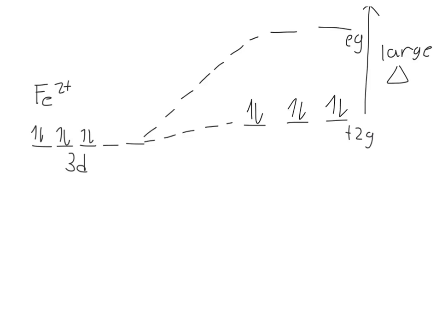If it was a weaker ligand, it would be a smaller crystal field splitting energy, and they would go into the eg, but in this case it is low spin, so they all go in the t2g level, which matches our 3d diamagnetic orbital.